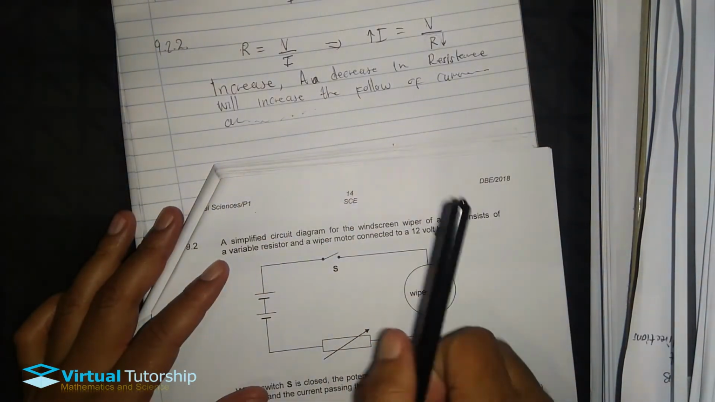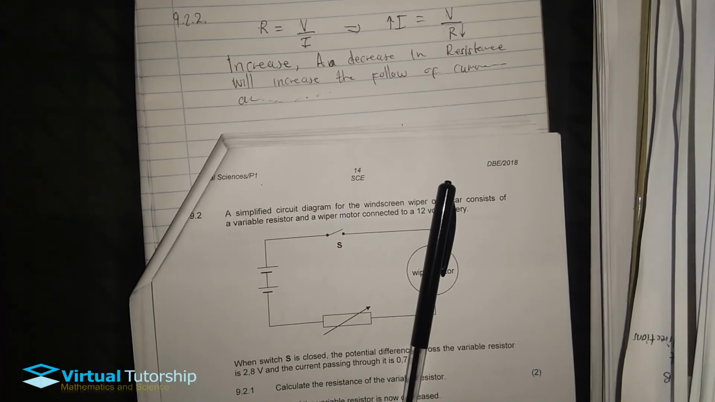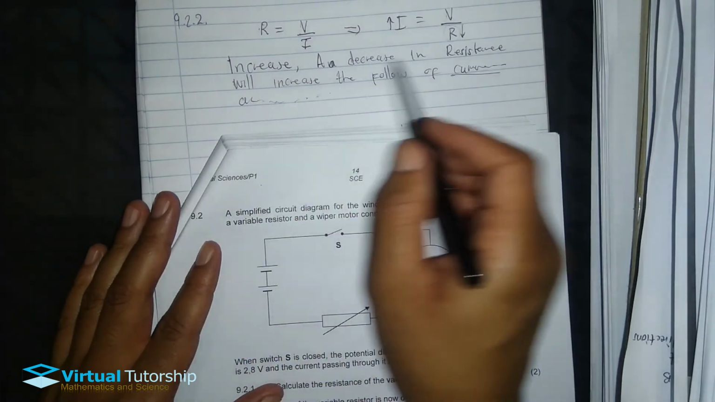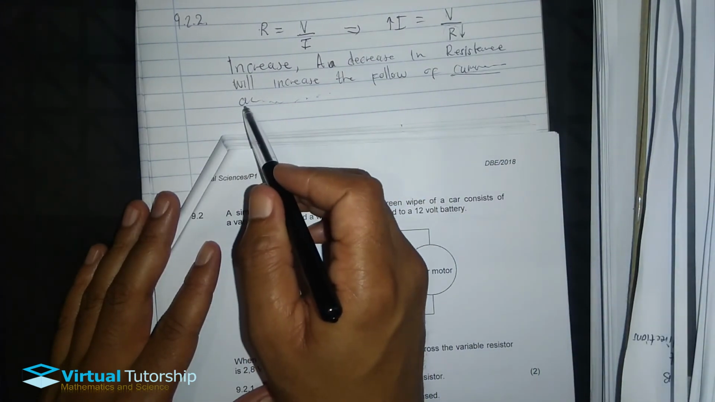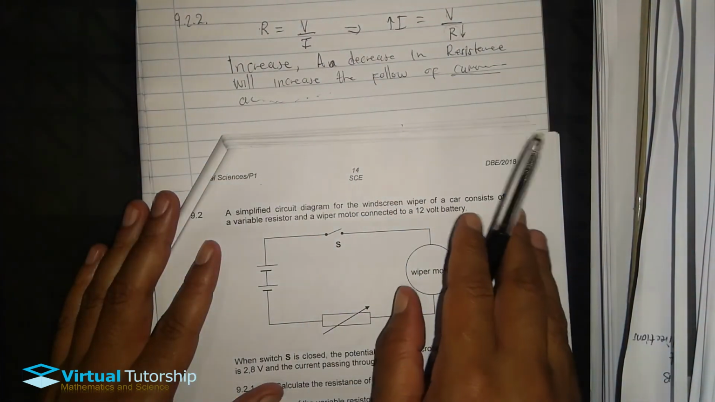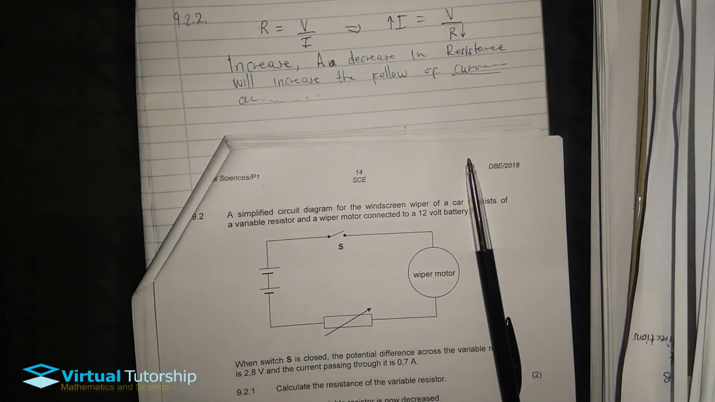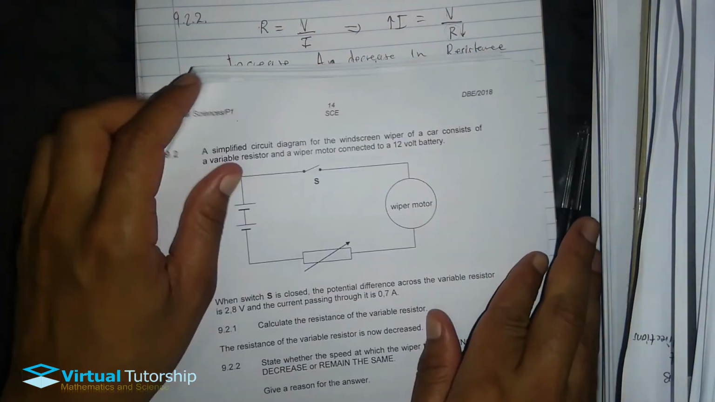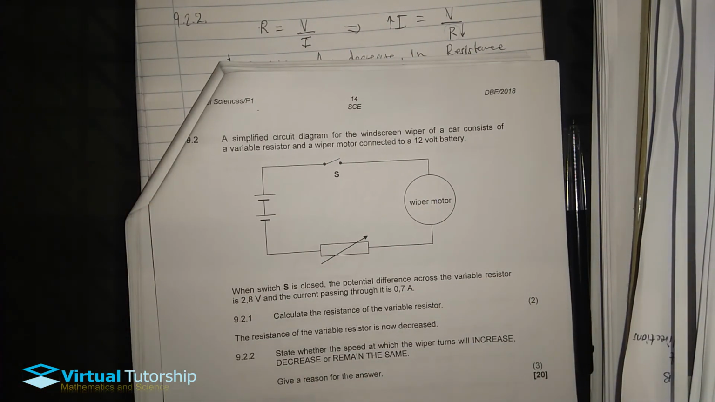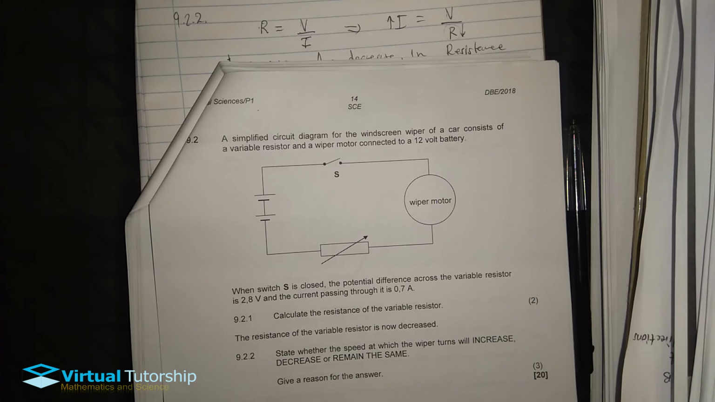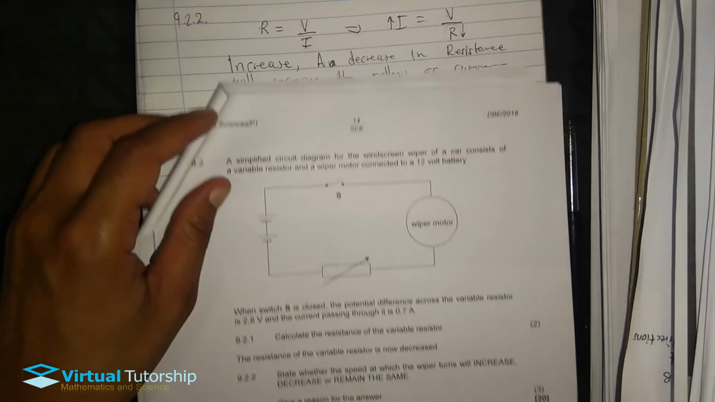I want to stress that when answering questions, there's no one way of answering. The key words here are to state that there's an inverse proportion relationship between resistance and current. That's the main keyword or main phrase you must use when answering this question. If you use that phrase, you're just building your argument on top of it.